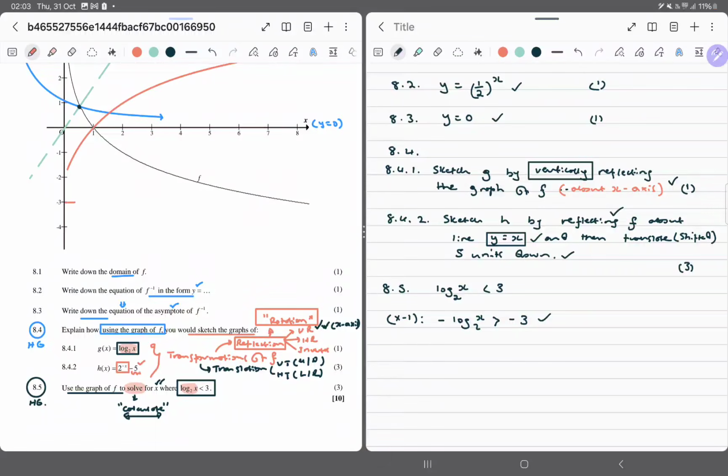Can you see? Here is -3. So x must be less than 8 because we're saying greater than. Remember, these values are greater than -3, then greater than 0 because it cannot be 0. Now that is the last 2 marks. So we get a total of 3 marks.